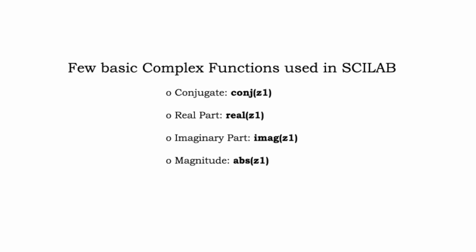A few basic complex functions used in Scilab are conjugate, conj within bracket z1, that is the complex number. Real part extraction, real within bracket z1, the complex number. Imaginary part extraction, imag within bracket z1. Magnitude, abs within bracket z1.